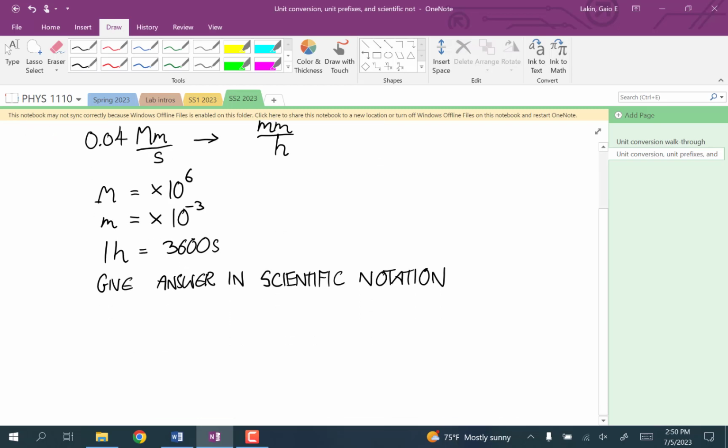Okay, so we're going to start out by writing 0.04 megameters per second in the format that we use where you're very clear about what's in the numerator and denominator. So pause the video and start out by writing that.